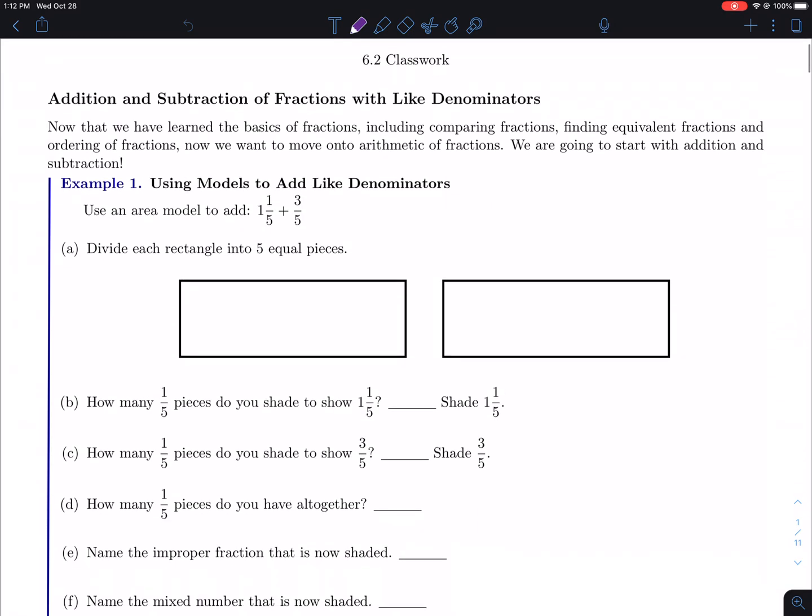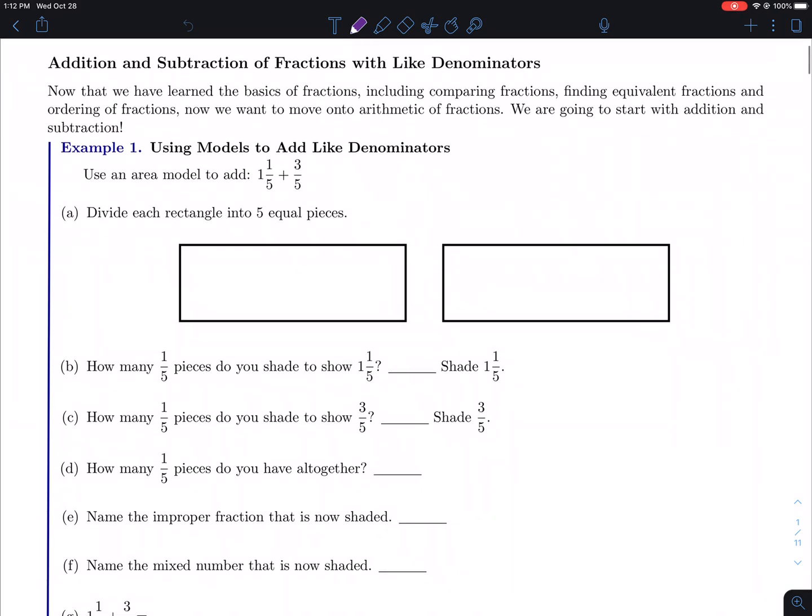If we look at example 1, the goal is to use models to add 1 1/5 plus 3/5. I've got two rectangles drawn out, so I'm using my area model for this. The first thing it says is divide each rectangle into 5 pieces, which is a good start since our denominator for both of these is 5. That means I need 4 lines to do this. So I'll get 1, 2, 3, 4.